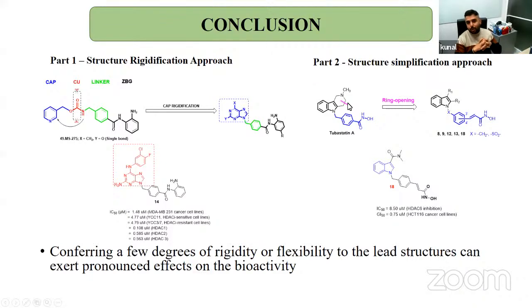So this is what I wanted to present: sometimes we just take a structure, do some subtle structural variations, and by doing this we can actually arrive at something which is much more potent, much more promising than the lead compounds. So this was the conclusion of these two parts.